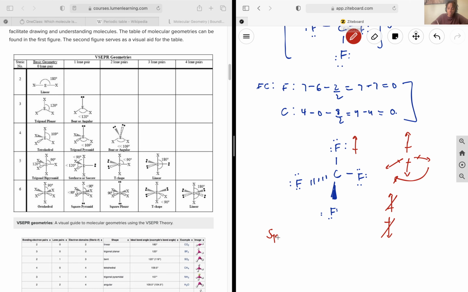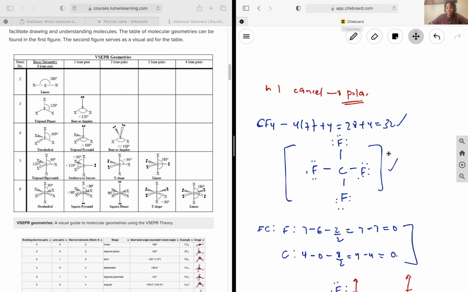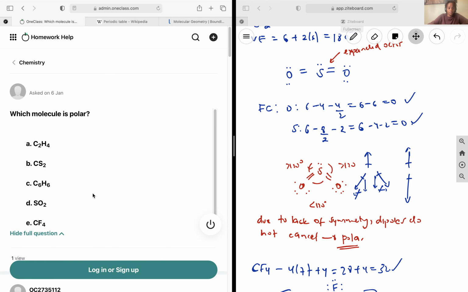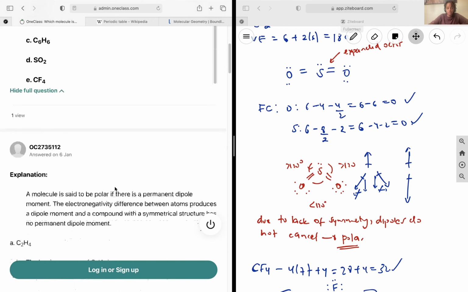So with this one, due to symmetry, it'll be non-polar. And so from everything we find that the only polar one is going to be SO2. So D is going to be your correct answer.